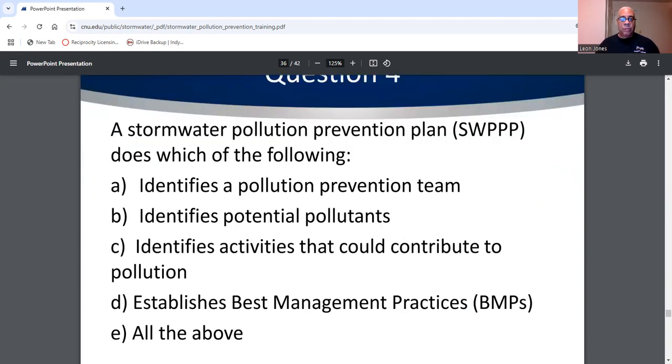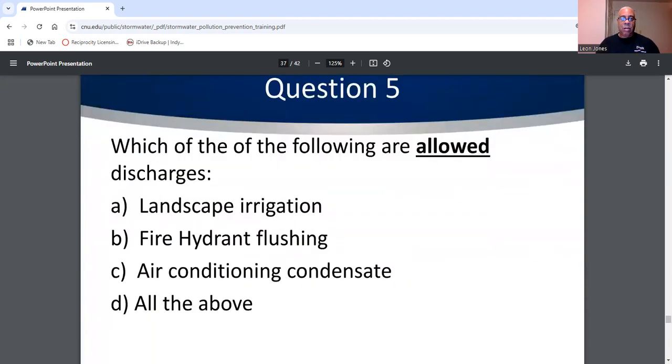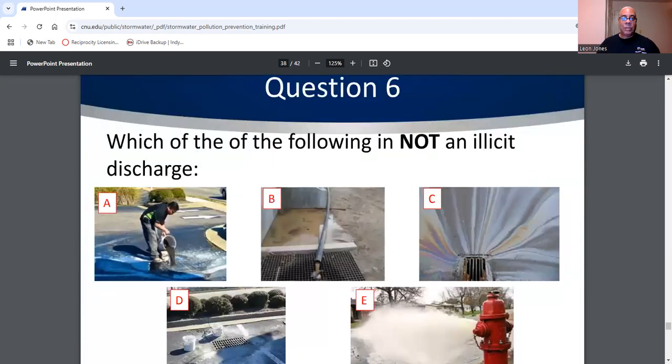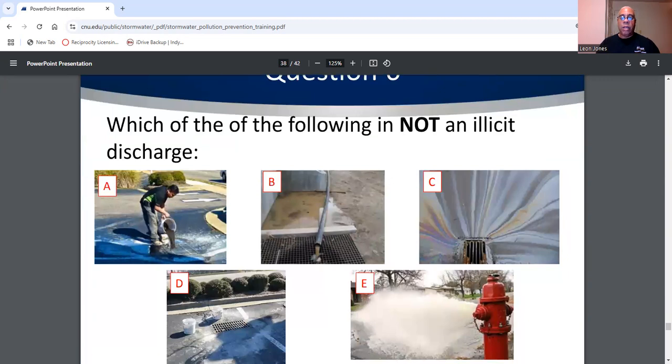Question 4. The Stormwater Pollution Plan does which of the following? All of the above. Which of the following are allowed discharges? All of the above. Which of the following is not an illicit discharge?